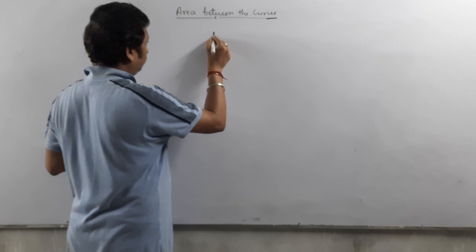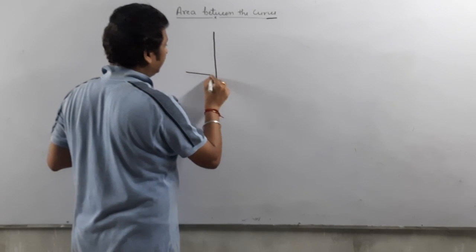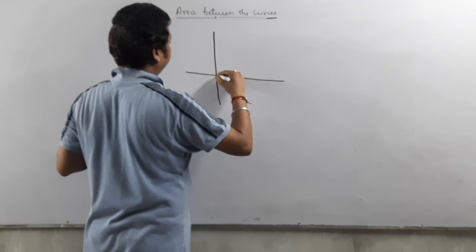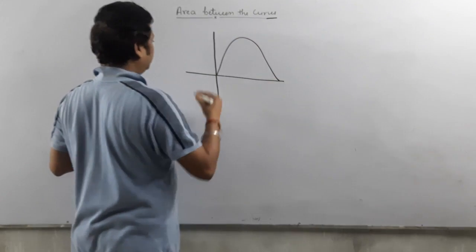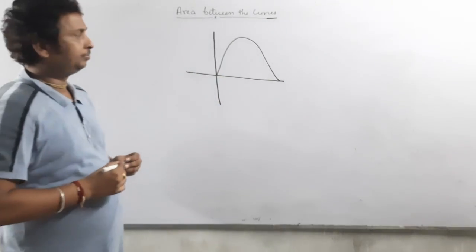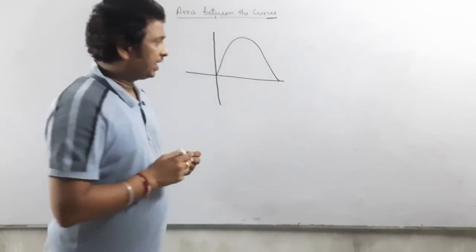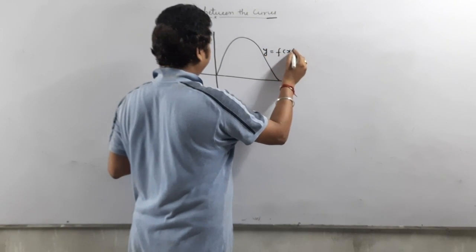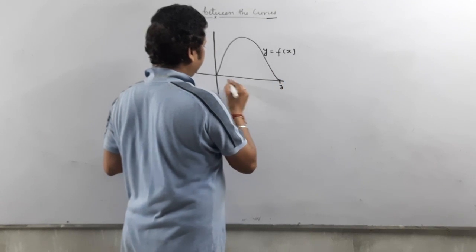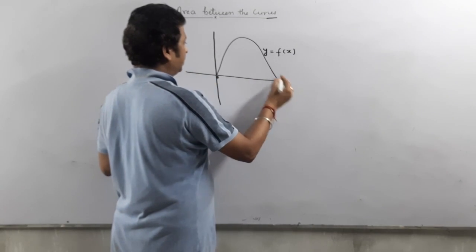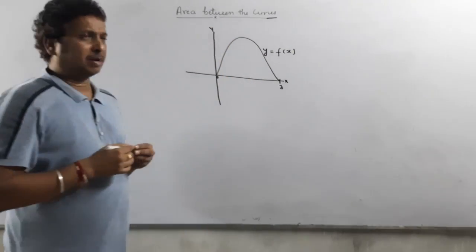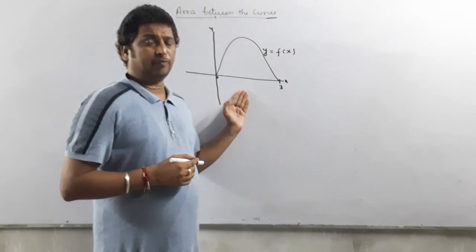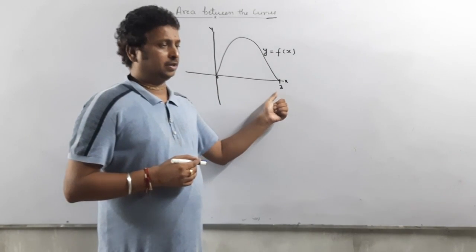So first, draw the picture of the given curve. Suppose this is the curve, or any curve, no matter. Suppose I have taken this curve y is equal to f(x). This is 3, this is 0, this is the x-axis, this is the y-axis. Suppose for example I have taken one curve which cuts the x-axis at the points 0 and 3.